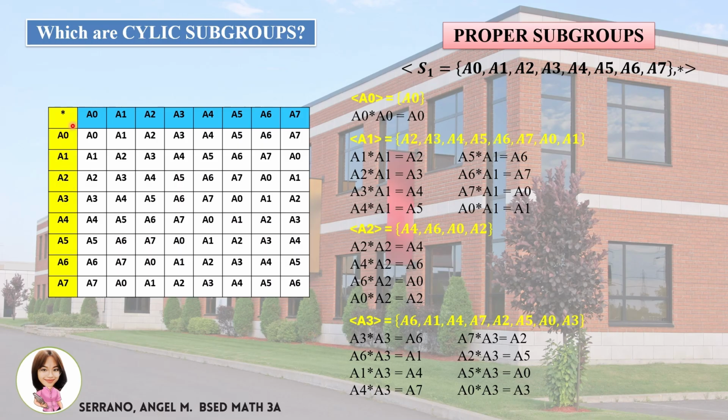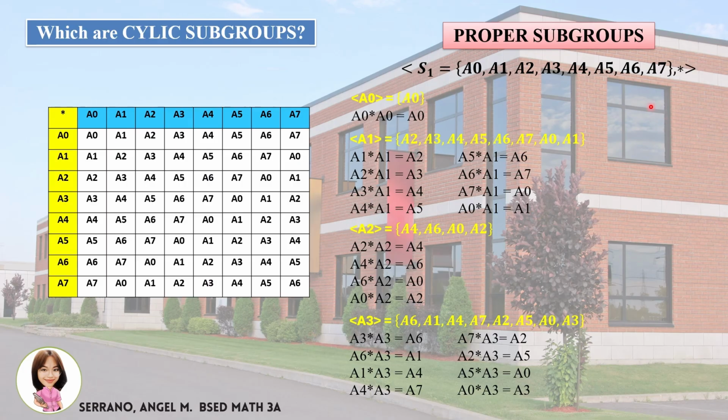A2 star A1, we have A3. A3 star A1, we have A4. A4 star A1, we have A5. A5 star A1, we have A6. Then A6 star A1, we have A7, then A7 star A1, we have A0, and then lastly we have A0 star A1, which is equal to A1.